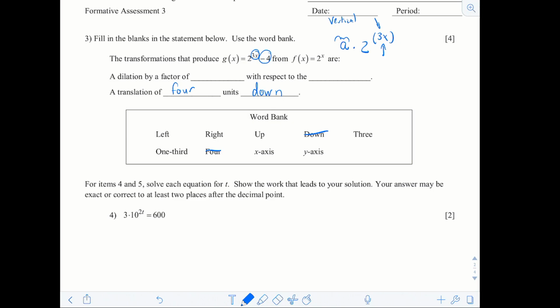So instead of being 3, it is actually going to be 1/3 with respect to, and since the a value is acting as the vertical, which is also known as the y-axis, this is going to be affected by the x-axis. So this is going to be x-axis.